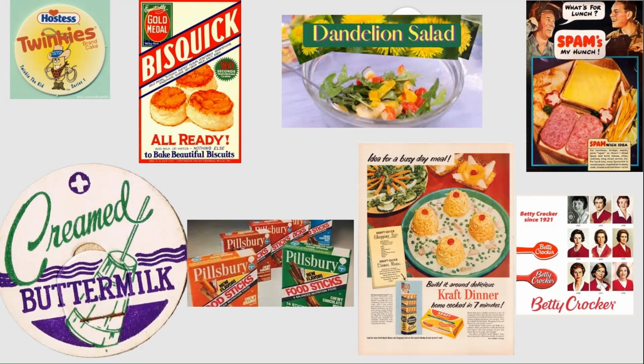And we also have that Pillsbury snack. Pillsbury was actually involved in food that was used by astronauts, but it was also very popular in grocery stores. It was like space food sticks, which was basically chocolate and peanut butter. We also had things like dandelion salads, which were very popular in the 1950s and 1960s.